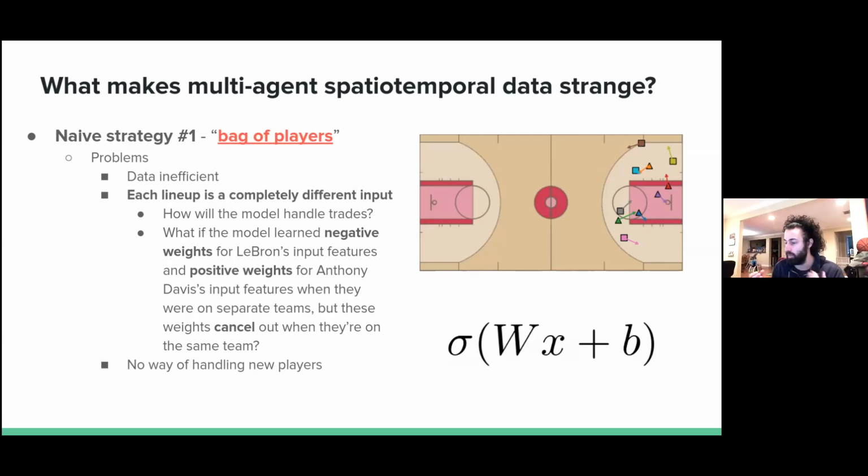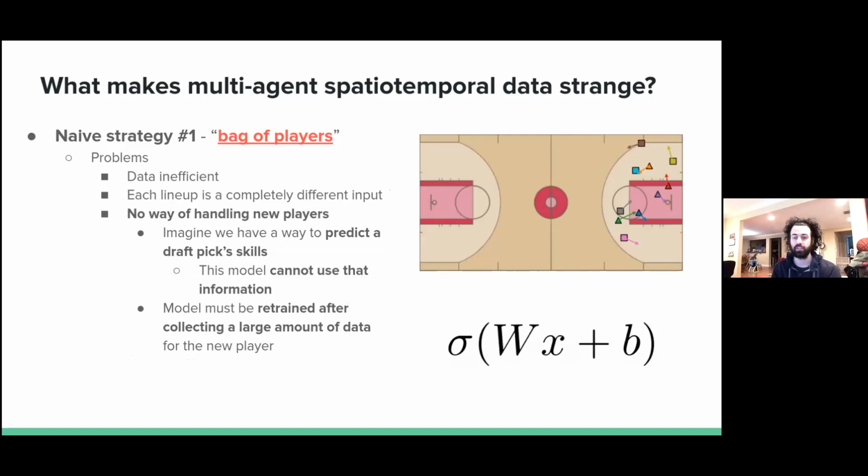And so the model might learn a positive weight for LeBron James that interacts with the other weights of his teammates in the training set, while it learns a negative weight for Anthony Davis that interacts with his other teammates in the training set. But now you can imagine if there's a trade where Anthony Davis and LeBron James are on the same team, that positive and negative weight might end up canceling out or just have unexpected behavior. And so basically this input representation has unpredictable behavior when you want to alter the lineup.